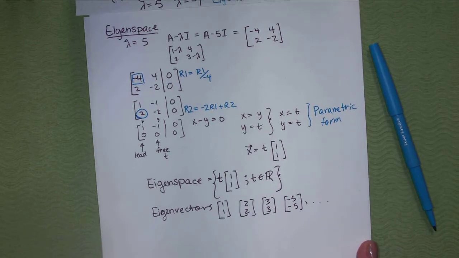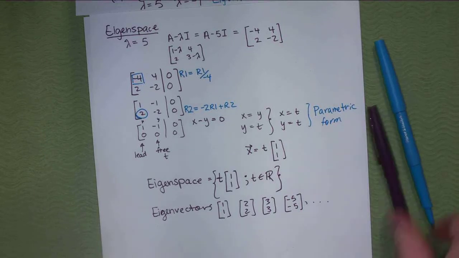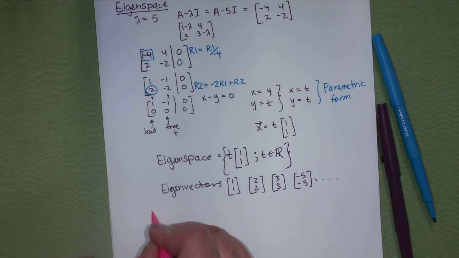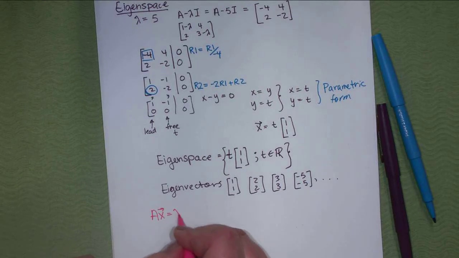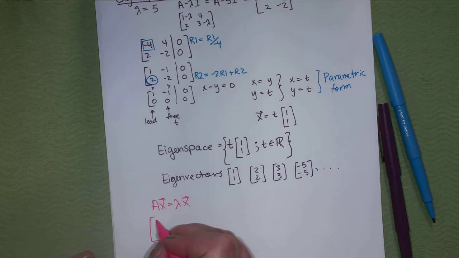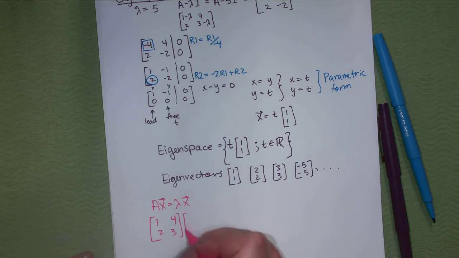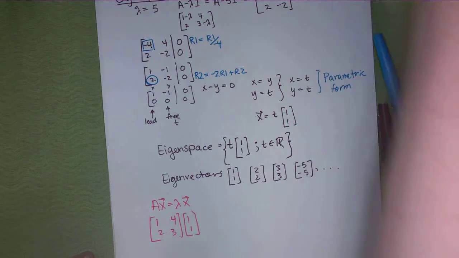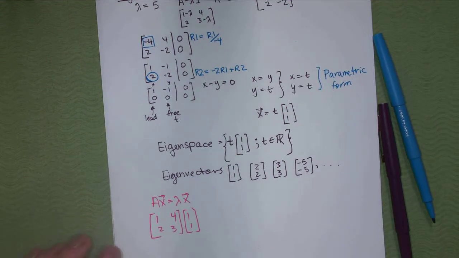So how could we check that we did it right? How could we check it? Well, we did that as the first question. If you do A times x, you should get lambda times x. So if we take our original A, which was 1, 4, 2, 3, and multiply it by x, 1, 1, we get 5, 5.